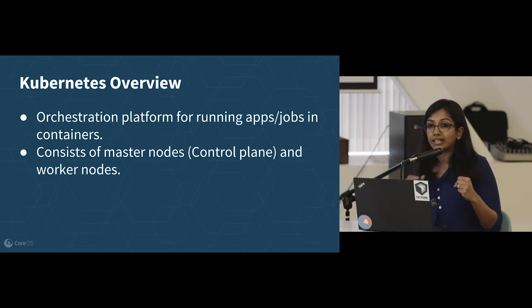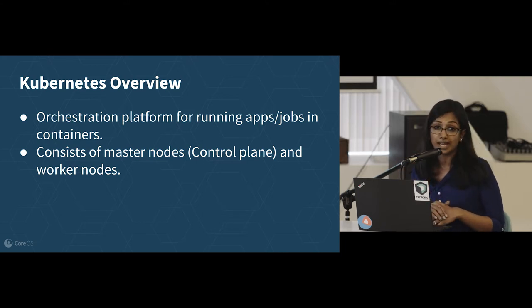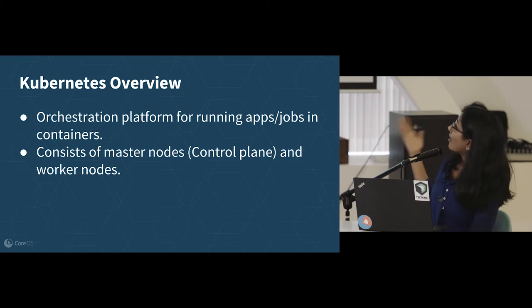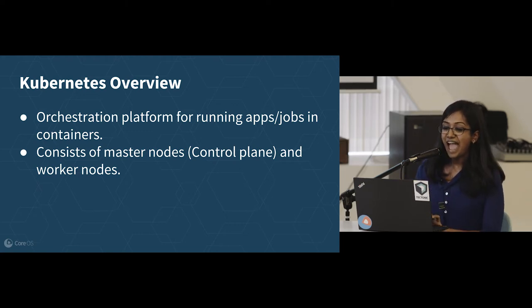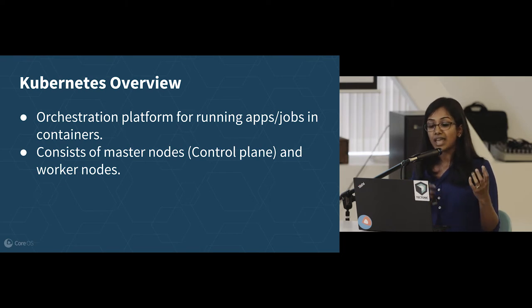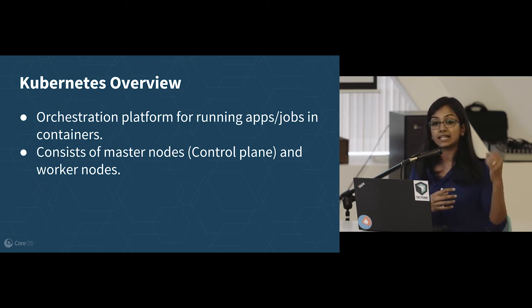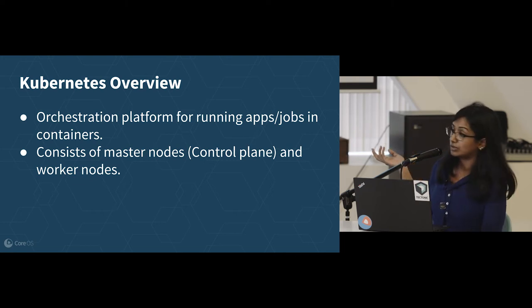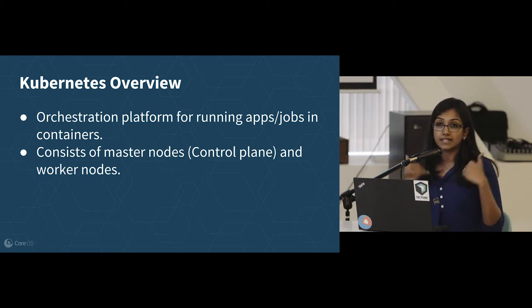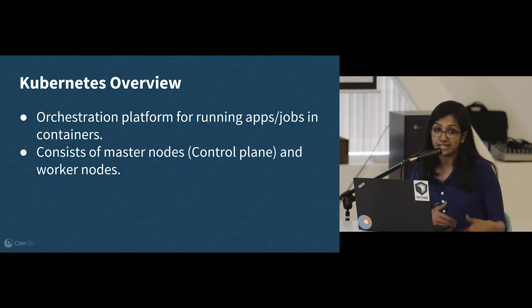Now let's take a step back and do a very quick overview of Kubernetes, just because that is the heart of Tectonic. So Kubernetes is nothing but an orchestration platform for running apps or jobs in containers. Clearly, all of you know that because you have played with Kubernetes. And to dive a little into its architecture, it's nothing but master nodes and worker nodes. You have your master nodes that are telling your worker nodes what to do. The entire brain power of how your orchestration happens is within the master nodes, which we call the control plane. And your worker nodes do nothing but sit there, wait for workloads to come to them, and run what you tell them to run.